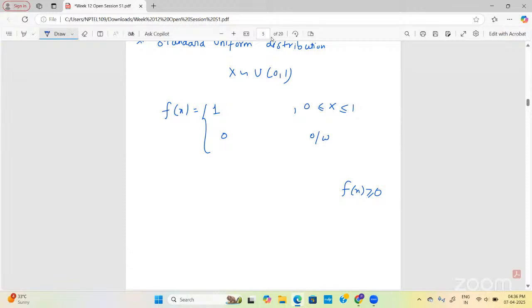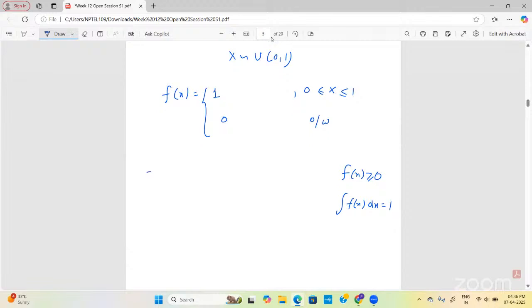The second condition is that the integration of f(x) dx over the range should be equal to 1. Here you can see that from 0 to 1, the integral of f(x) dx should be equal to 1. So you can check this thing; you have to verify it.